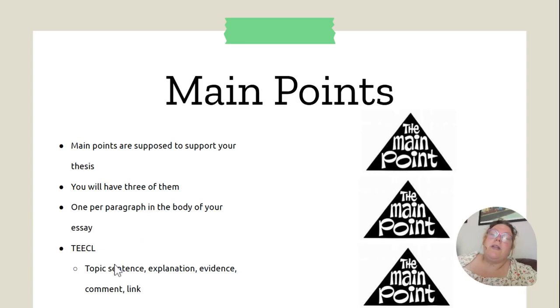And then we want to talk about TEECL, which means topic, sentence, explanation, evidence, comment, link, which we're going to get to actually in the body paragraph, because these main points are what your paragraphs are about. And so when we get to the body paragraphs, we're talking about what TEECL means, what it looks like. It's coming up actually next.